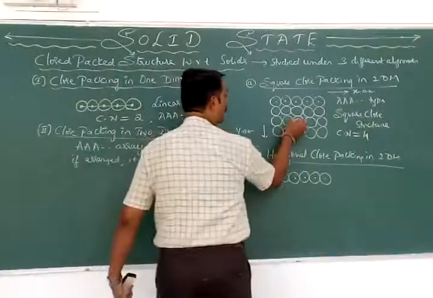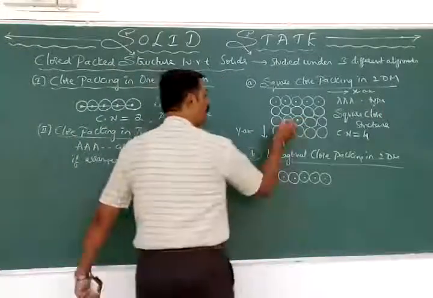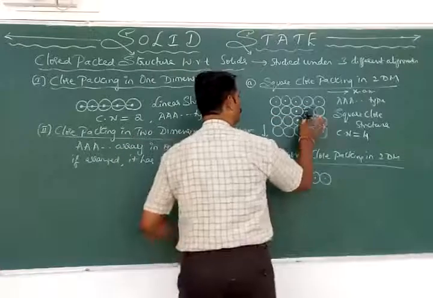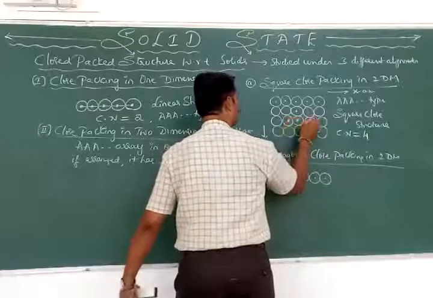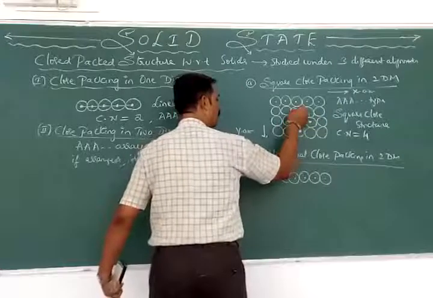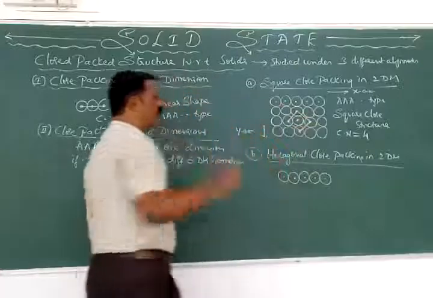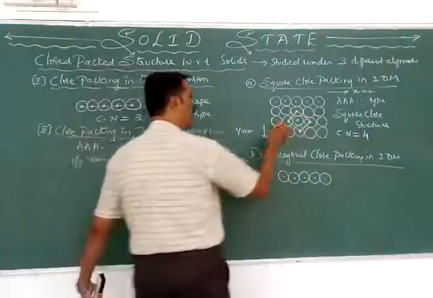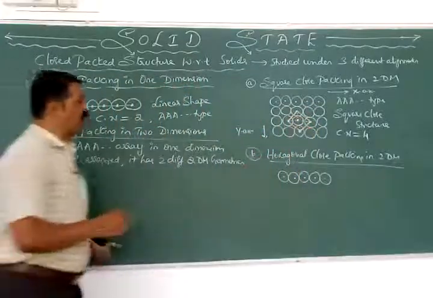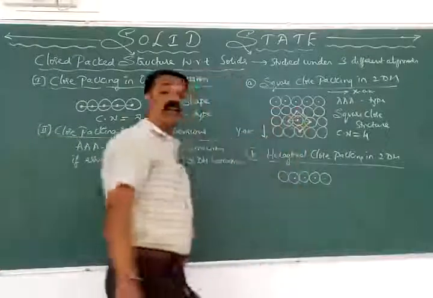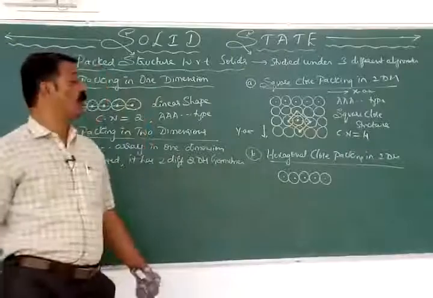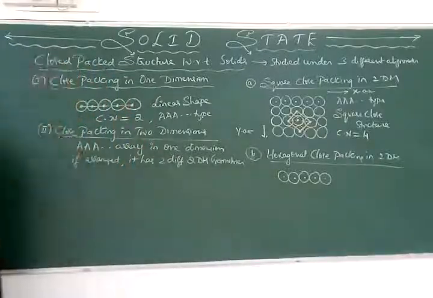If I particularly select this one, the nearest neighbors are this, sorry, not this actually. It is not a nearest particle here. This is the nearest particle, this is the particle that is very nearest. Hence the geometry is found to be this. So here it is surrounded by how many? If I consider any particle, it is surrounded by 4 nearest neighbors, hence the coordination number is 4. And the geometry is square close packing.